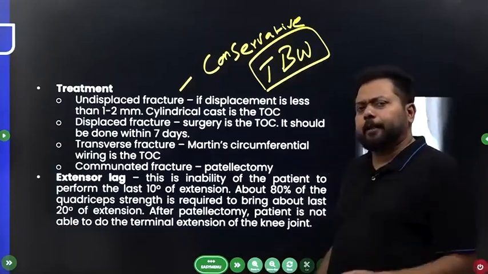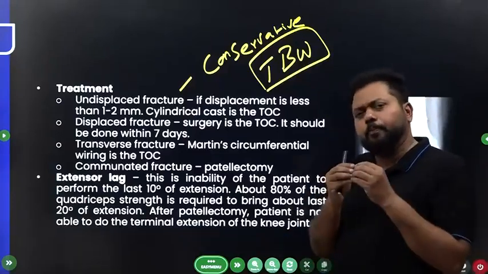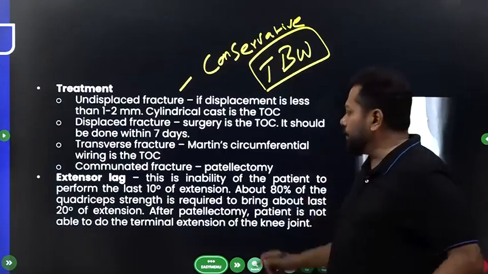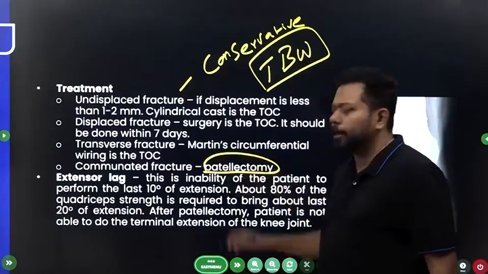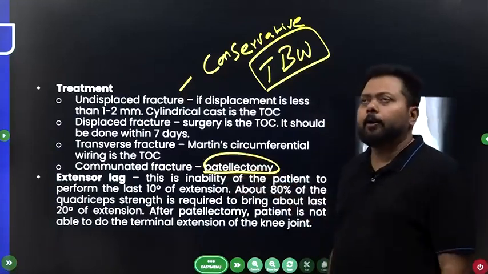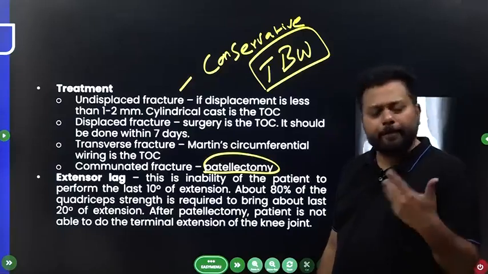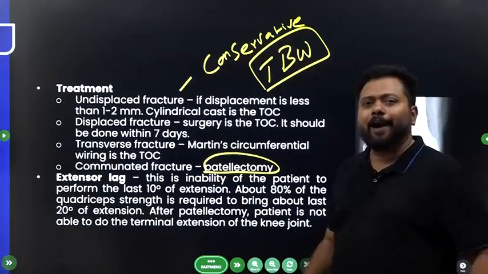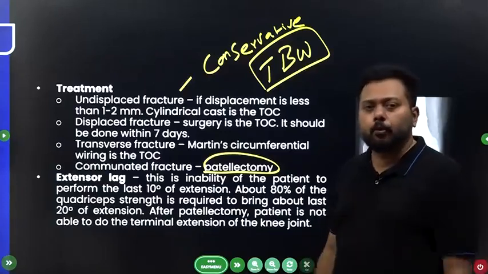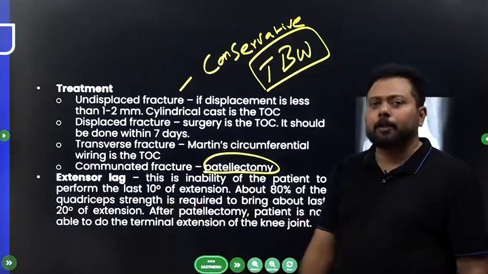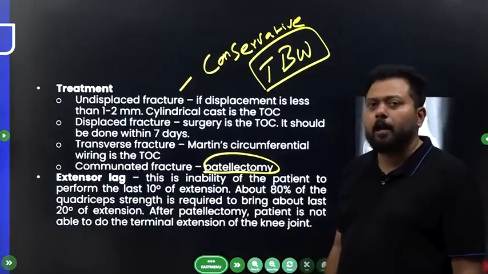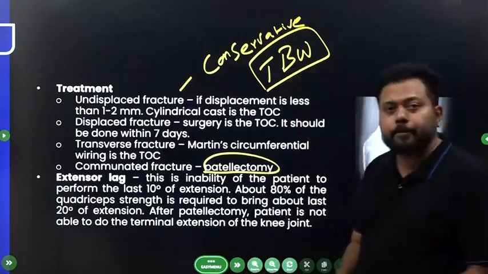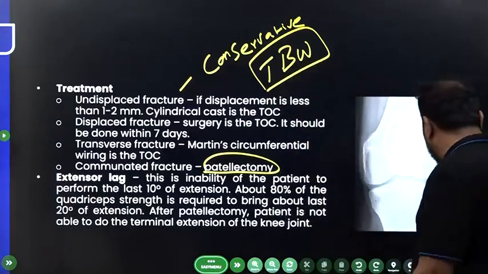And highly comminuted fracture patella, thrown into many small fragments, you can't do tension band. You cannot reconstruct it. The only thing you have to do is a patelectomy. You have to remove the patella. When you remove the patella, what is the only complication you can expect? Patient can walk normally, can climb the stairs, can climb down the stairs, can squat, can sit cross-legged, everything they can do. Last 10-degree extension is not possible. That's all. That's the only complication. That's called extensor lag. The only complication of patelectomy is extensor lag.